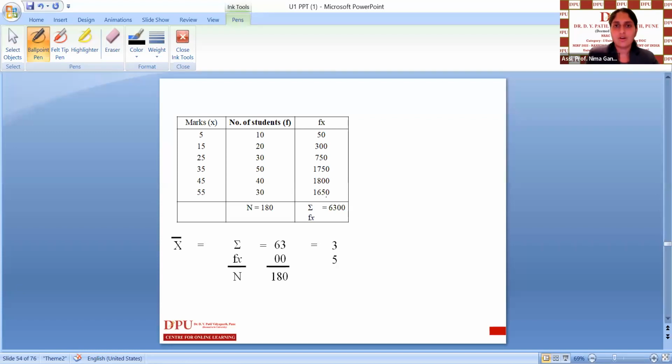So the total of this is your numerator, right? So what is the total? Summation of fi xi divided by summation of fi. So what is your numerator here? The total is 6300. What is the total of the summation of the frequencies? It is 180. So your denominator is 180. Your answer is 35.